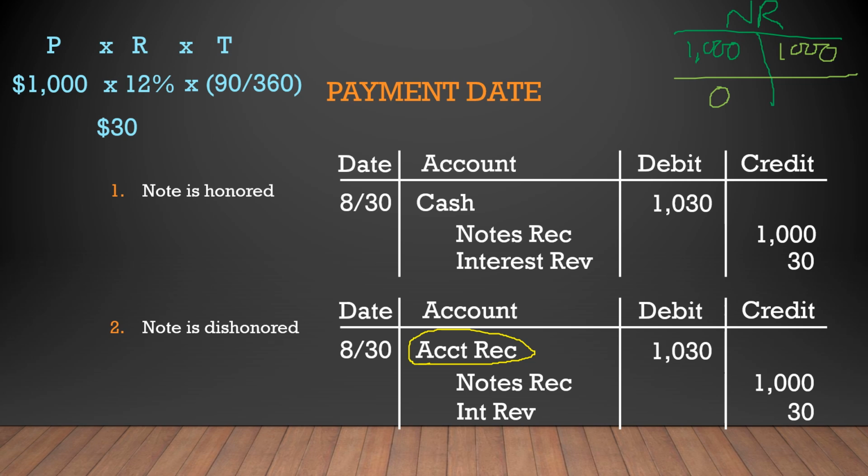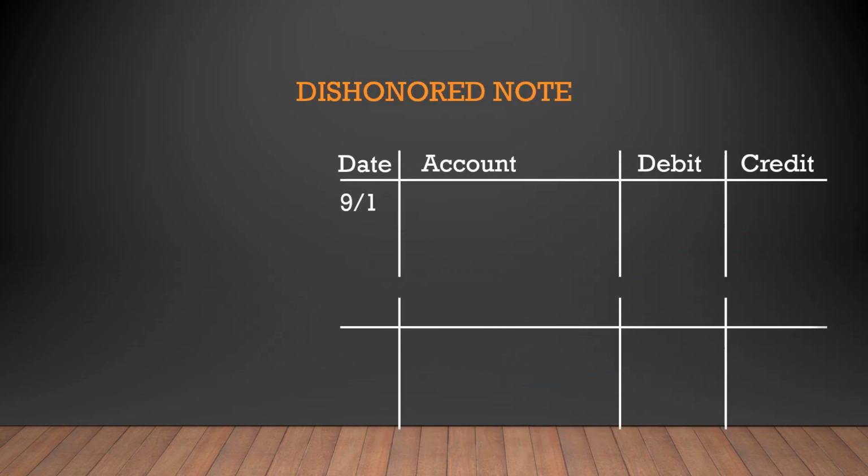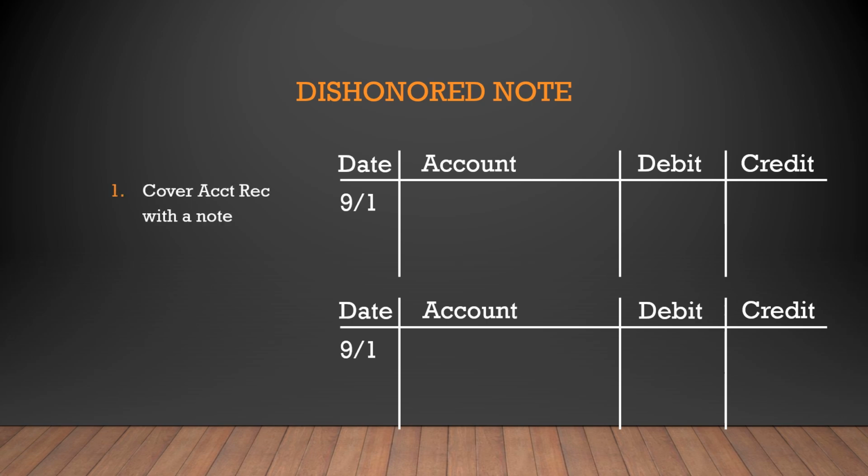Basically, on the maturity date, we must book an entry. We either record the cash if the customer pays, or we put the principal and interest into accounts receivable. If a note is dishonored, we have a couple of options for how we can deal with it. One option would be to let the customer sign another note. In this case, we would cover that account receivable with a note as we already discussed. In other words, we'll credit that amount out of AR and put it back into notes receivable.